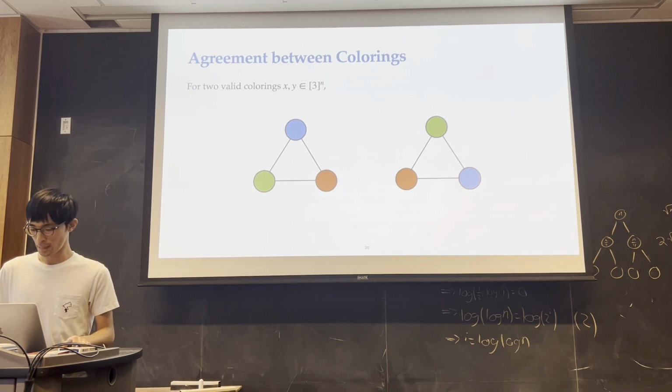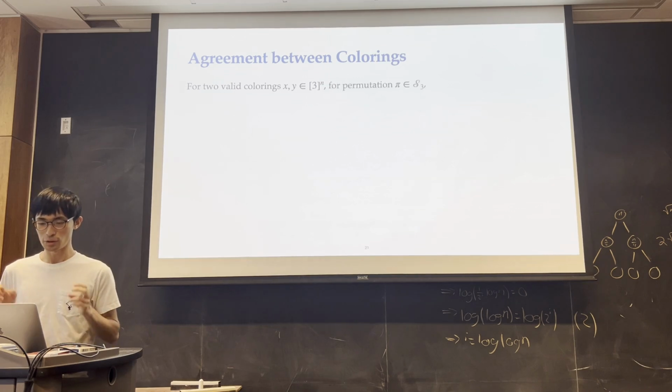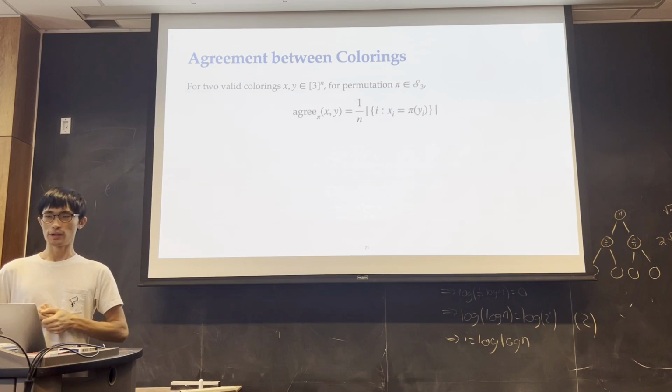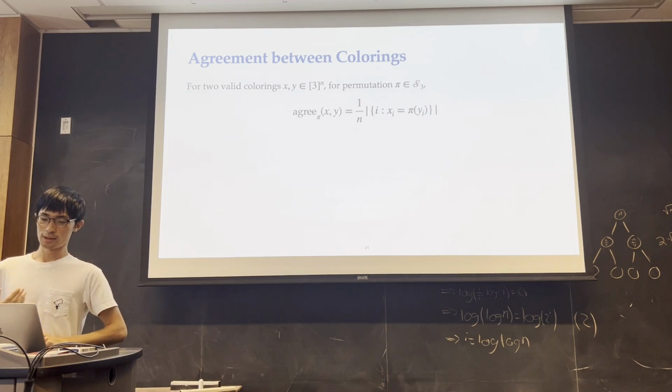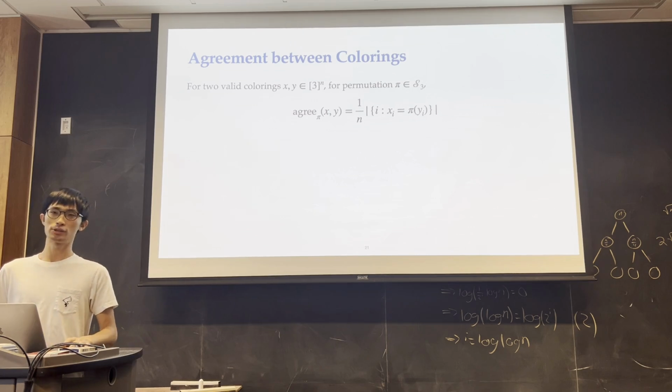So this motivates the definition of agreement between 2 colorings to be according to some permutation pi in S3. So the agreement of x and y according to pi is just the fraction of vertices where x_i equals pi of y_i. And then the natural definition of agreement is just the max over the permutations.